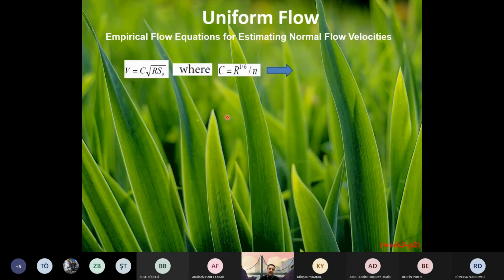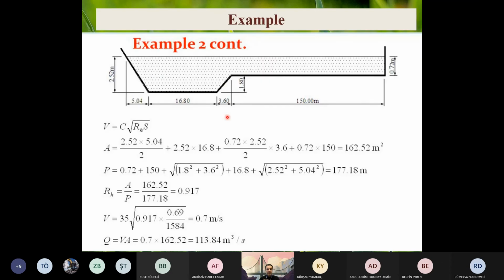In the next examples, I will show you how we calculate discharge for different regular sections and how it gives us a more correct answer. So I think I can give you a 10 minute break, then we can continue for a half hour. Is there any question?